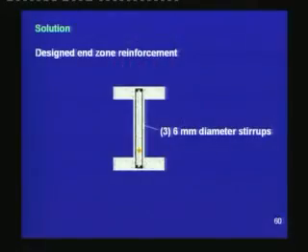The designed end zone reinforcement looks like this: we are providing 3 additional 6 millimeter diameter stirrups which are closed and enclosing the tendon, and out of the 3, the first 2 are provided in the first half of the transmission length, and the third one is provided in the second half. The first stirrup should be as close as possible to the end face.